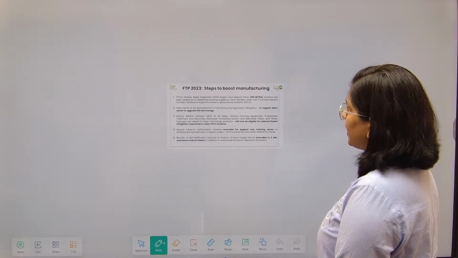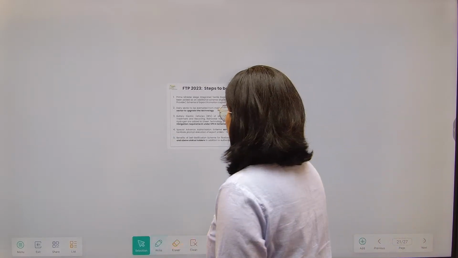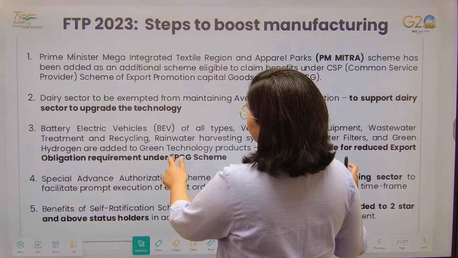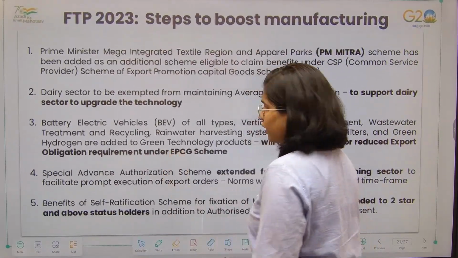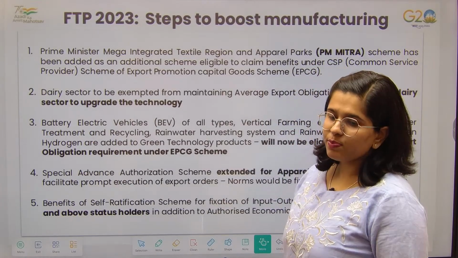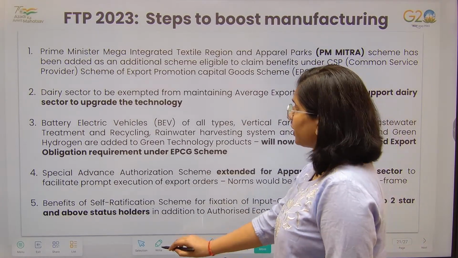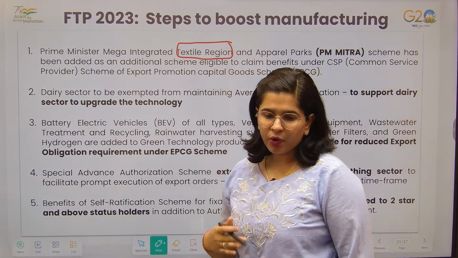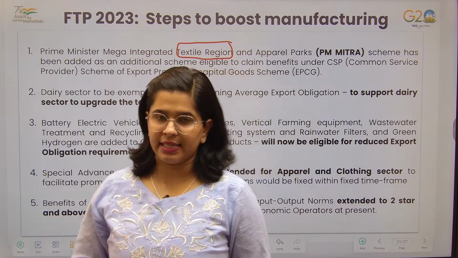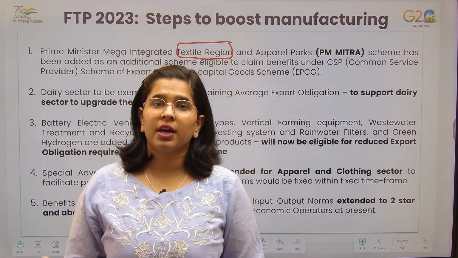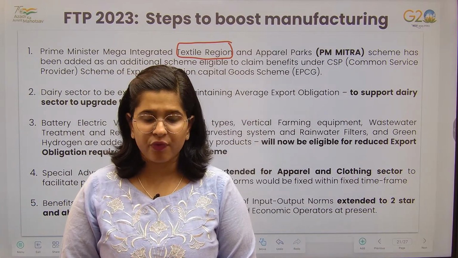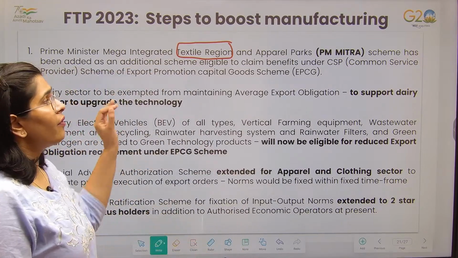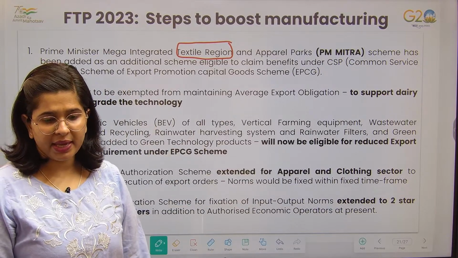Now moving on to the next step, that is steps to boost manufacturing. So just now we were talking about parks, right? One such park related scheme has been initiated for our textile sector also. If we want, we can become a leader in textiles, right? Our neighbor Bangladesh, they are doing so good in textiles. They are focusing all of their energy in it. So we have also come up with the scheme called the PM Mitra.